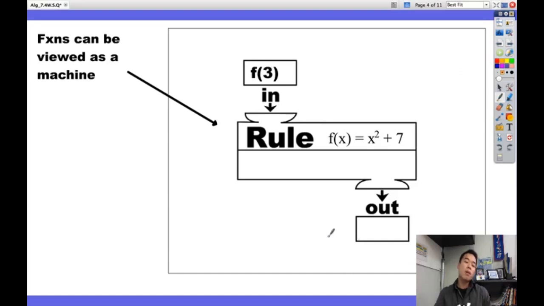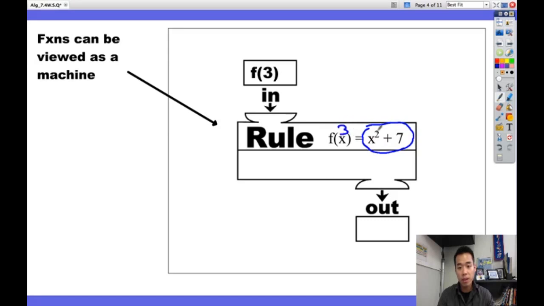Let me get rid of this purple right here. So functions can also be viewed as a function machine. If you have your survival kit, this is already in there. We'll talk more about function machines when you guys get back to class. But for example, here's my function, f of 3, and here is my rule. My rule is x squared plus 7. So I'm going to input 3, and wherever I see x in my function, I'm going to replace it with my input.